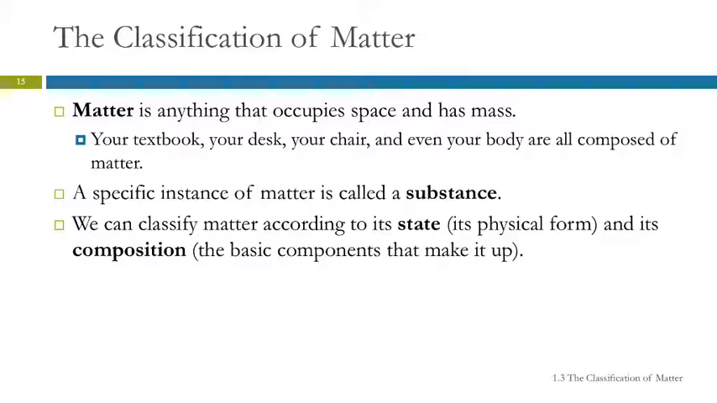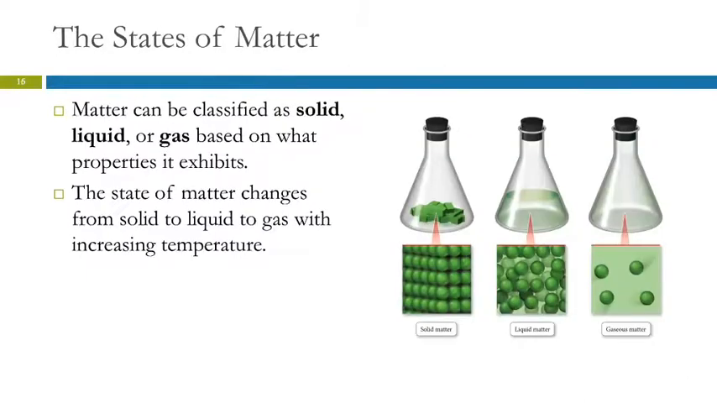If we're talking about a specific instance of matter, a particular kind of matter, we call that a substance. So we can classify matter in different ways. We can look at what state it's in, the physical form, or we could look at the composition. What are the components that are making up the matter? And so we'll look at both of these. Classifying according to state, there are three main states of matter: solids, liquids, and gases. And each of these states has different properties.